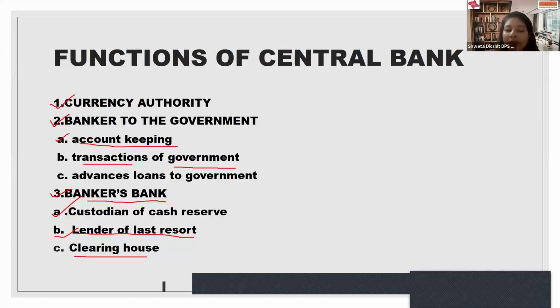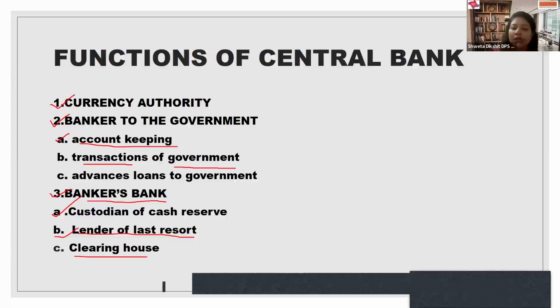Suppose there are banks A, B and C. If somebody is giving a check of bank A to B, and of bank B to C, and of C to A, it is so complicated. It's not easy for the banks to go directly to the other banks and ask for the money, saying that this check is in your name, please give me the money. No, that is not feasible.